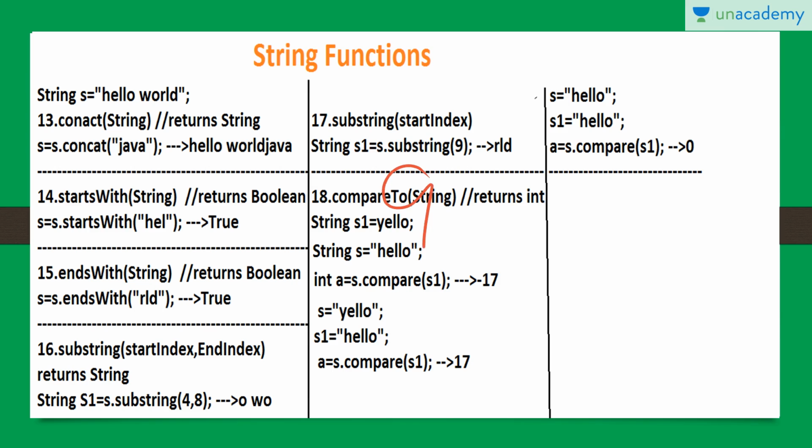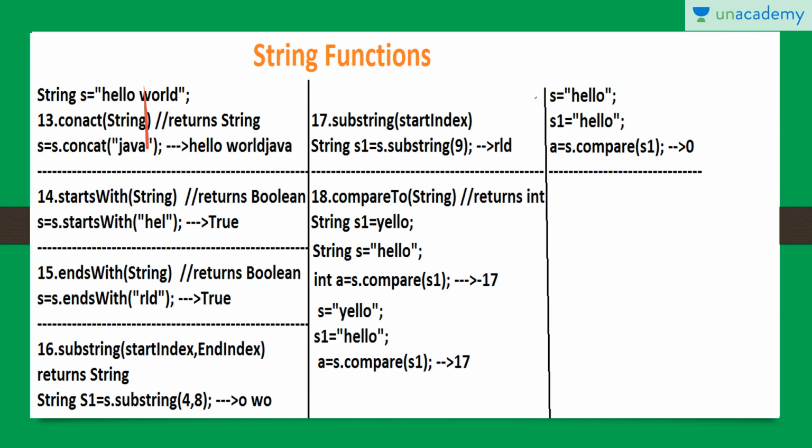So what is 9? 9 is the index of R. So it will print R, and it will keep on printing the next characters till the end of the string. So it will print L also and D also. If I pass 5 here, then it will print space WORLD. So it will keep on printing characters till the end of the string.